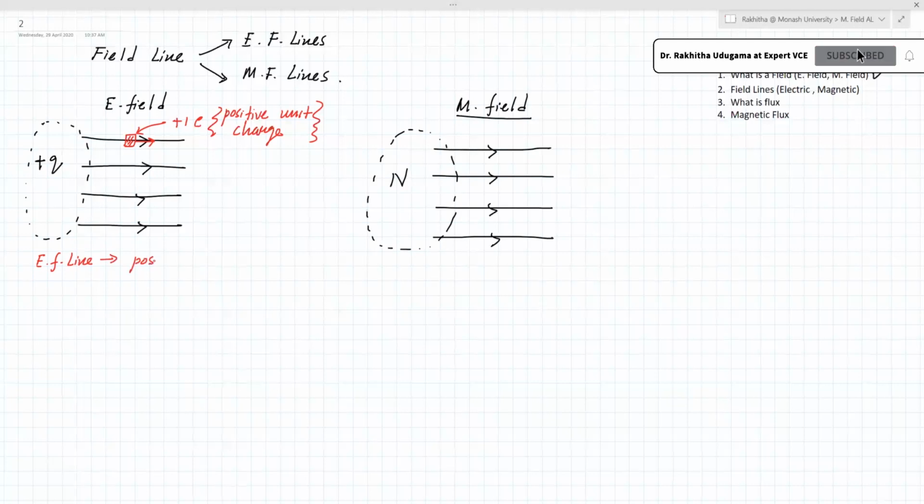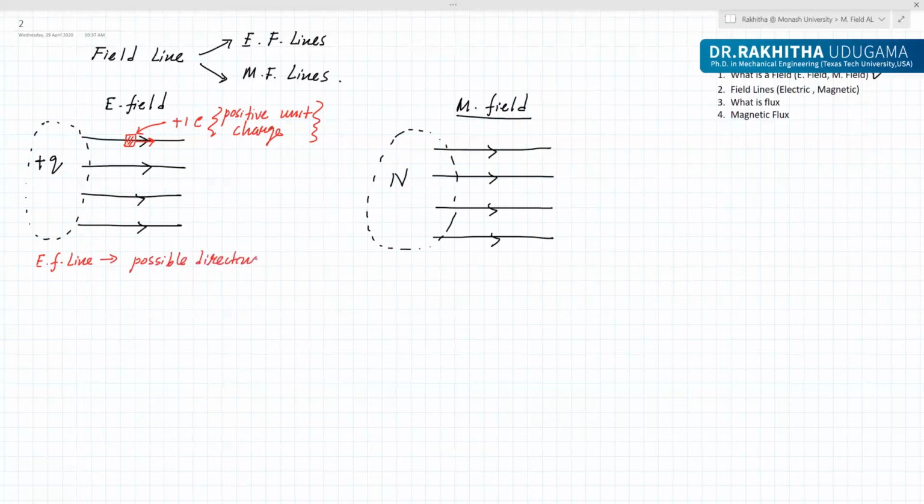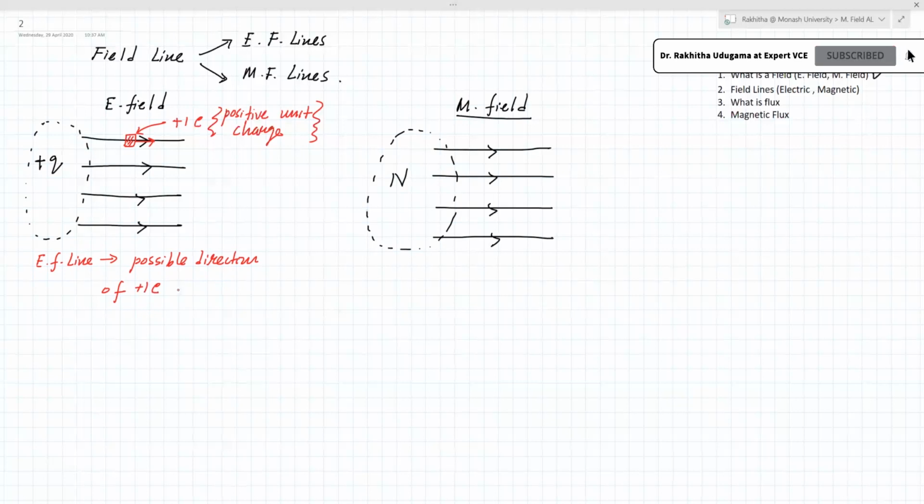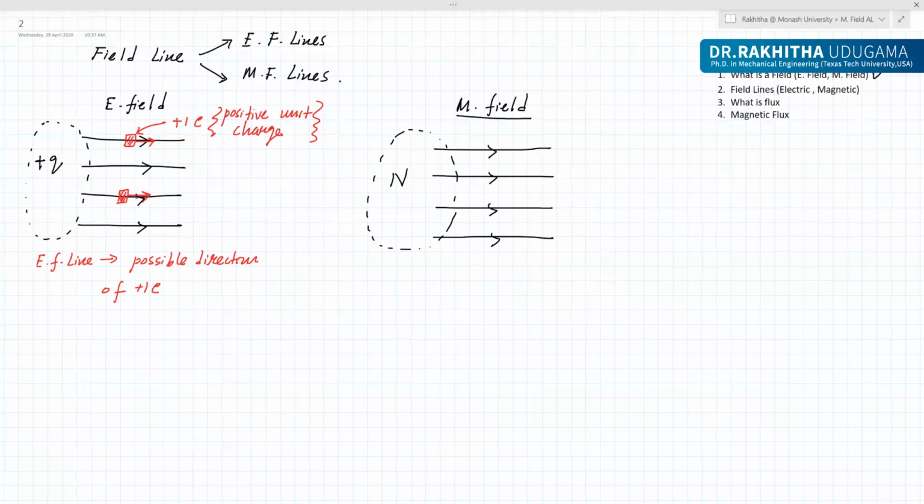Possible direction of a positive unit charge. Okay, so if you put another charge here, a positive unit charge of 1 coulomb, this tends to move that way. So then we call that direction the field line. That would be the field line. Okay, so that would be electric field lines.